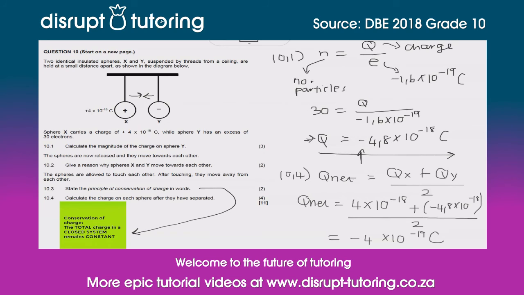And that makes sense. They now repel each other because they have the same charge, and they are both negatively charged. And that also makes sense because the bigger of the two charges was this Y charge here, this negative Y charge here. So it makes sense that they come off negative.